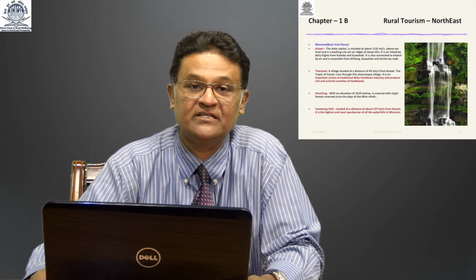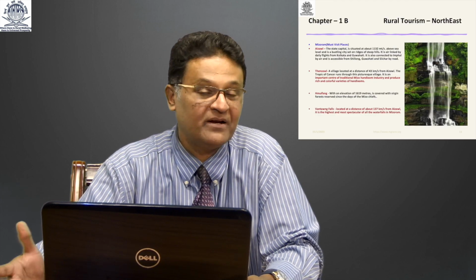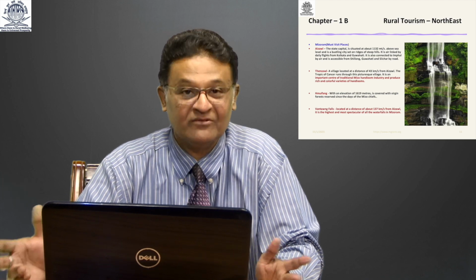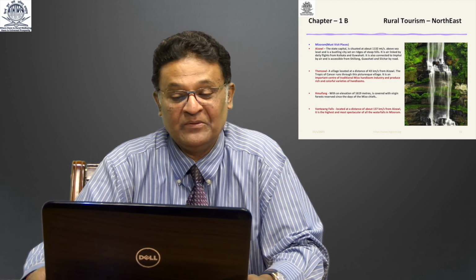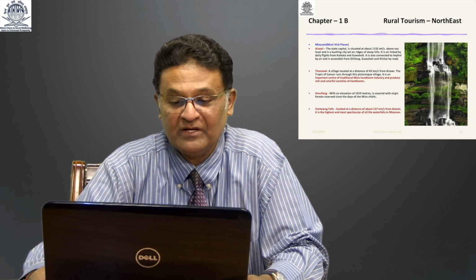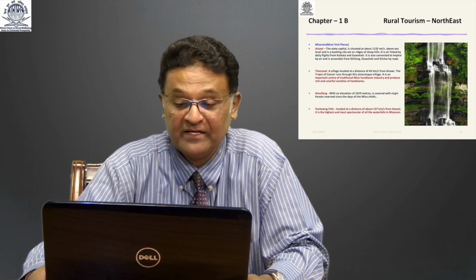Mizoram, Aizawl. A-I-Z-A-W-L, the pronunciation is Aizol, I-Z-O-L. How do you pronounce the word? Aizol. So you have to pronounce it as Aizol. The state capital is situated somewhere around 1,130 meters above sea level.